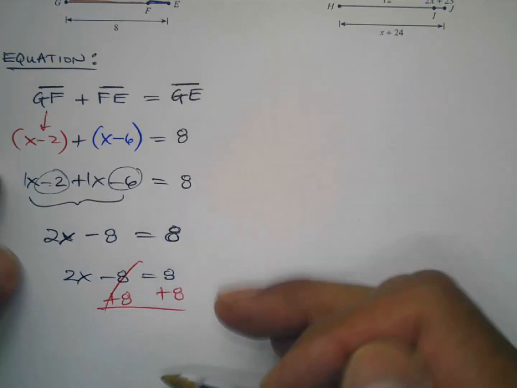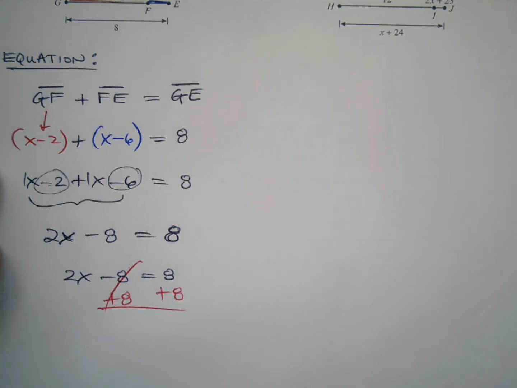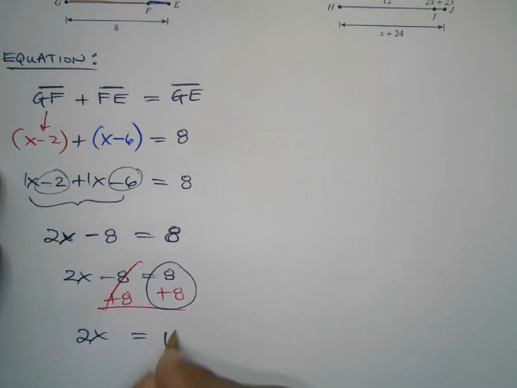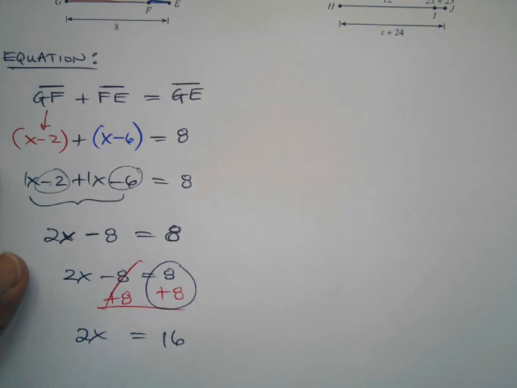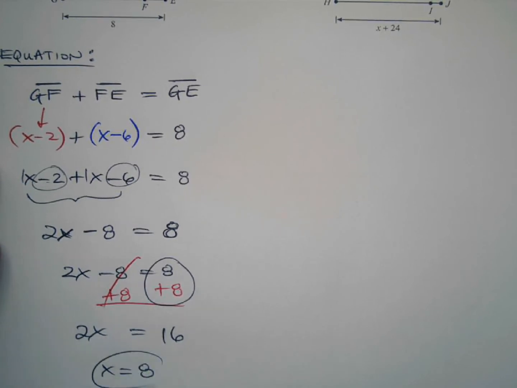Students are really careful on the hard part, but I see them making the silliest mistakes on the easy part. The opposite of negative 8 is plus 8. So we really have 2x equals 8 plus 8, which is 16. Divide by 2, divide by 2. X equals 8.